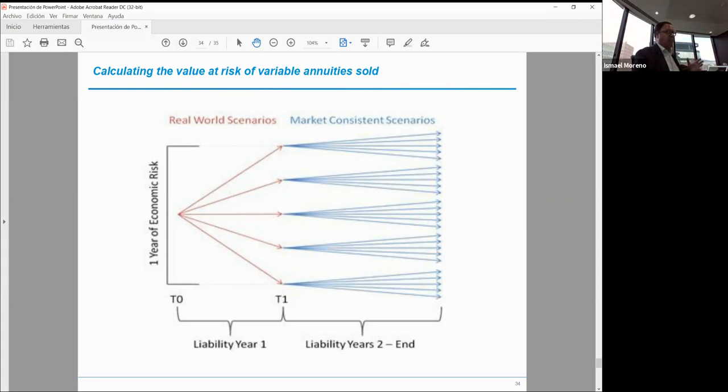So the model is slightly more complex because in some ways I need to have two scenario generators in one. And this is something that we covered with that software I told you about, with numerics.